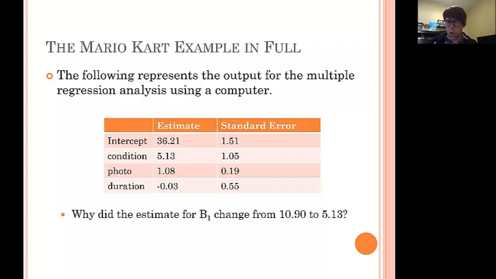So one of the questions we might be curious about is, why does this estimate for B1 change from $10.90 to $5.13? Well, it's really because the other variables in question, such as the photo and the duration, actually play a part in the overall output here. So the reason we see such a drastic change in the slope value for the condition is due to these other confounding variables playing a role in the overall selling price.